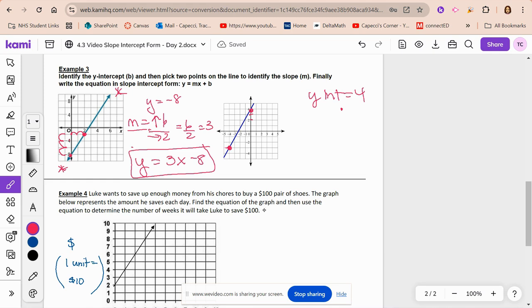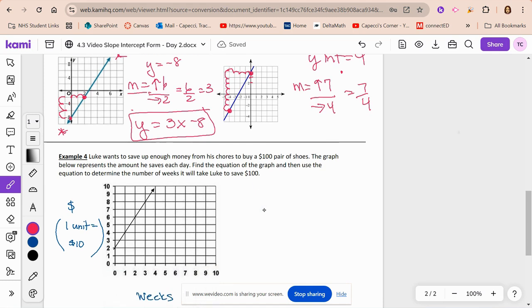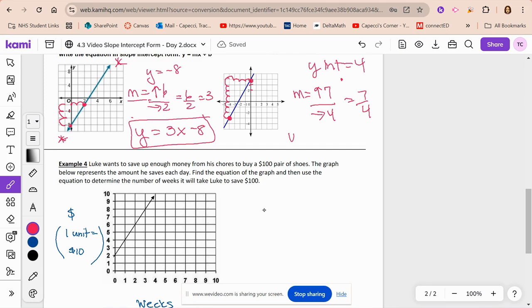So I'm going to start with the point to the left. I'm going to go up 1, 2, 3, 4, 5, 6, 7. So my slope, I went up 7. And then I went to the right 1, 2, 3, 4. To the right 4. So my slope is 7 over 4. So my equation of the line is y is equal to 7 over 4 x plus 4.